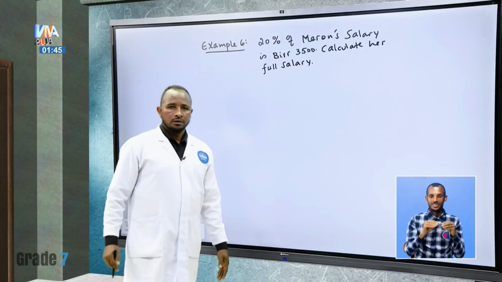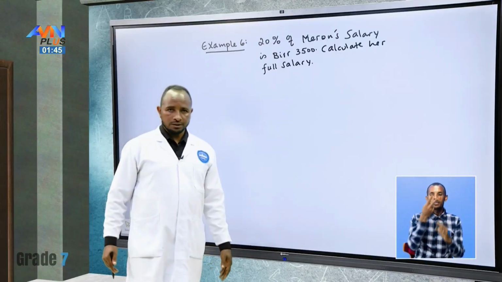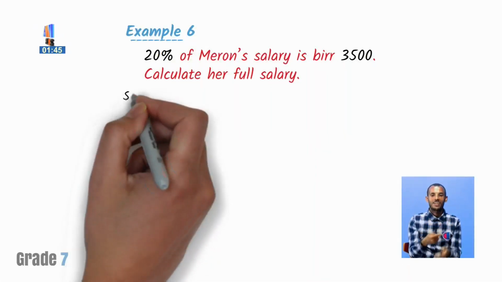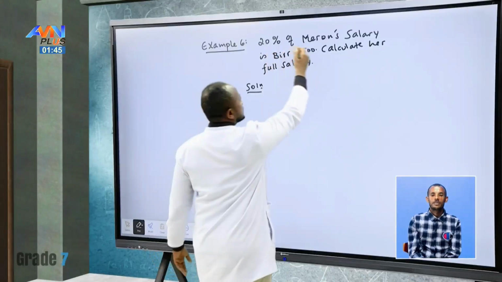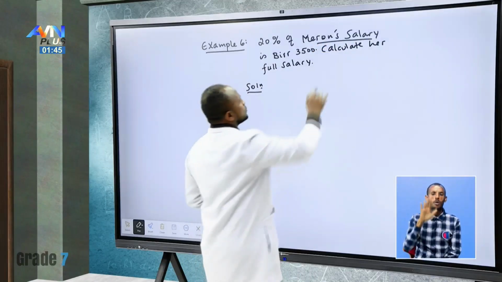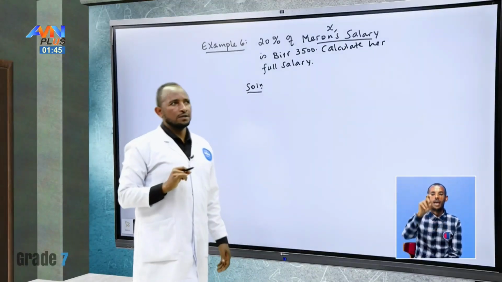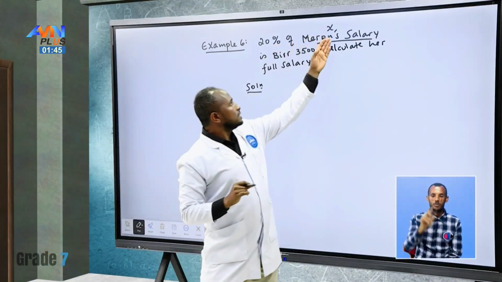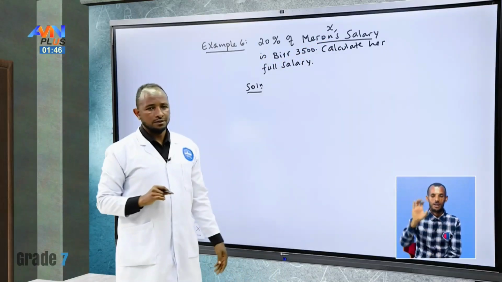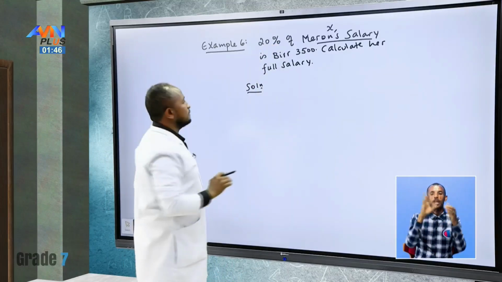Students, have you tried the question? Good. Now, let's see the answer together. Okay, here it says 20% of Meron's salary. We don't know her salary. So, let's assume her salary is unknown. Let's use the variable x. 20% of her salary is how much? It is 3,500. So, when we write this in equation form, you have this.